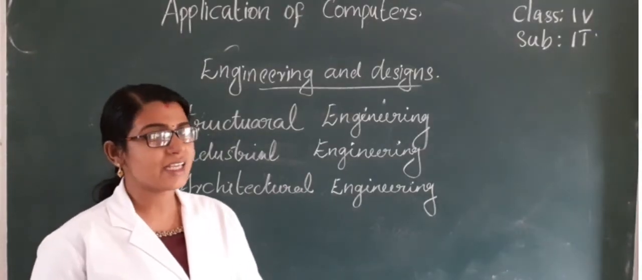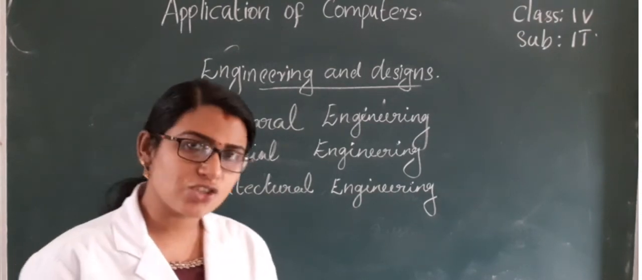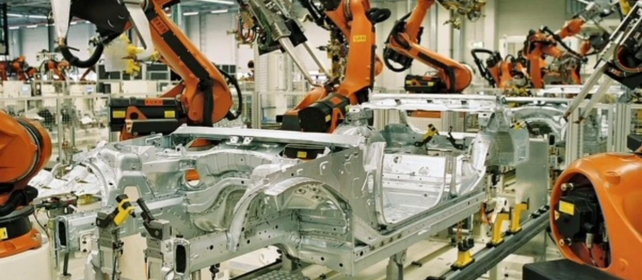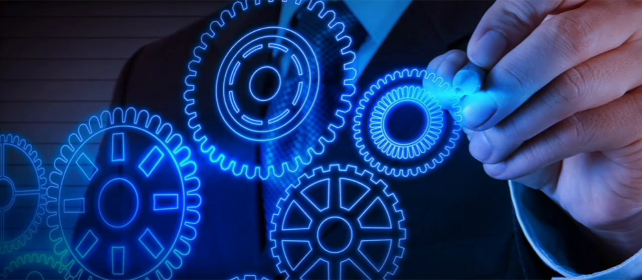Then the next one is industrial engineering. What is industrial engineering? Computers deal with the design, implementation and improvement of integrated systems of people, material and equipment in the industrial field, and this is called industrial engineering.